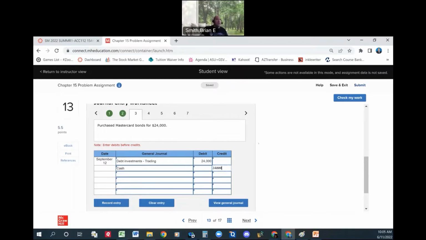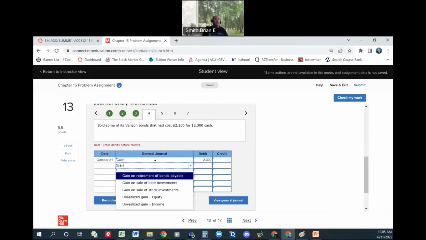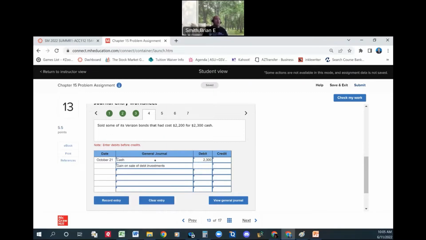Next journal entry. We sold some of its Verizon bonds that had a cost of $2,200 for $2,300 cash. All right, so we're going to receive cash in the amount of $2,300. It was a transaction. The cash received is more than the value of our bonds. So there's going to be a gain on the sale of debt instruments for $100. And then we're going to credit our debt investments in trading securities for the $2,200 cost.